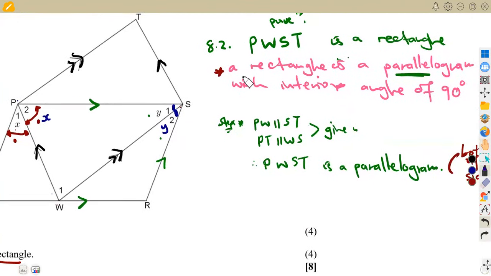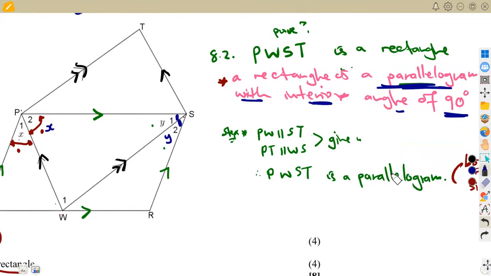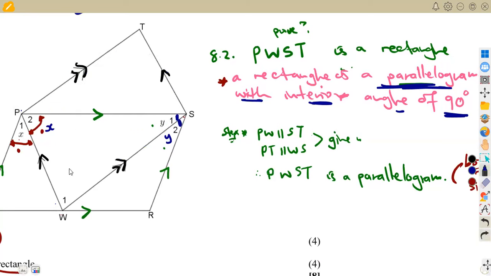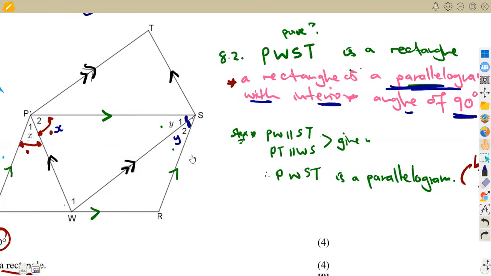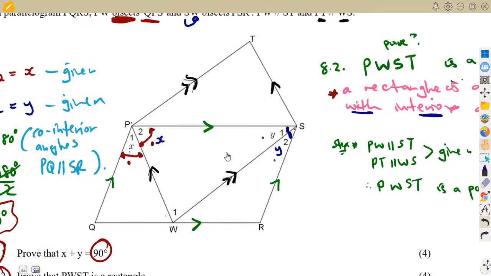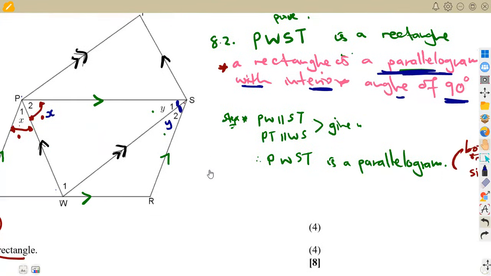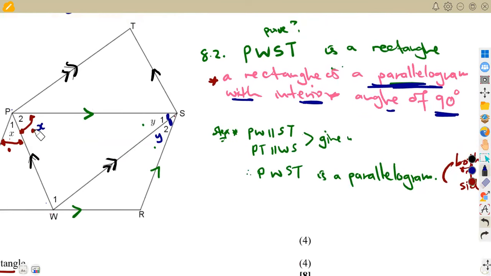But I said a rectangle is a parallelogram with interior angle of 90 degrees. So is there any angle that we can prove inside this shape, PWST? Is there any angle that we can prove is equal to 90 degrees? All right, let's think. Remember, we talked about this before here. We proved that if we add X and Y, we get 90 degrees. This is what I want you to see here. If we add X and Y, we get 90 degrees.